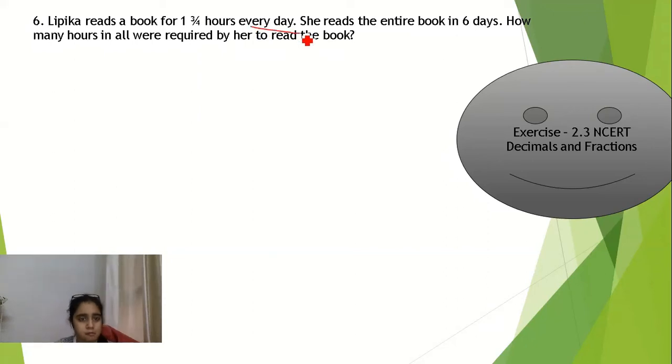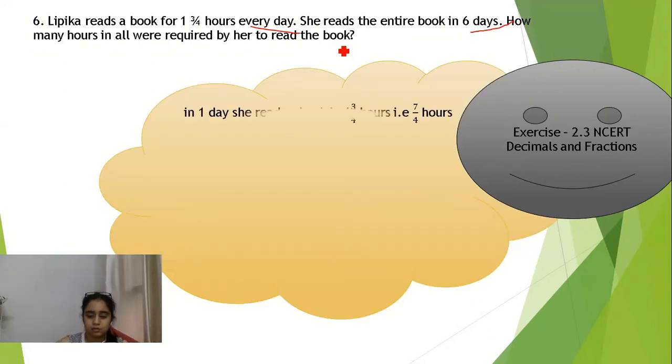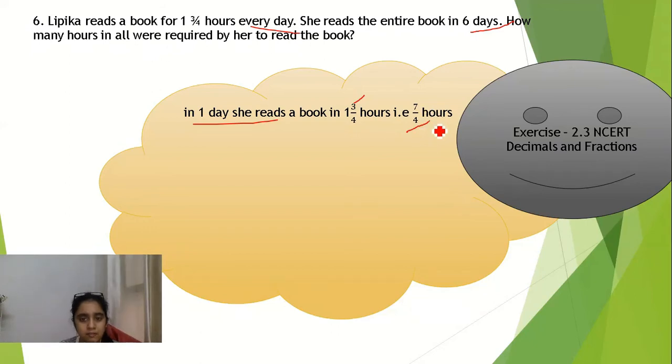So the sixth part is: Lipika read a book for 3 upon 4 hours every day. It means every day she read the book for 3 upon 4 hours, and she reads the entire book in 6 days. We have to find out how many hours in all were required by her to read the book. I will solve it in a very easy manner. In one day she reads the book for 3 upon 4 hour.